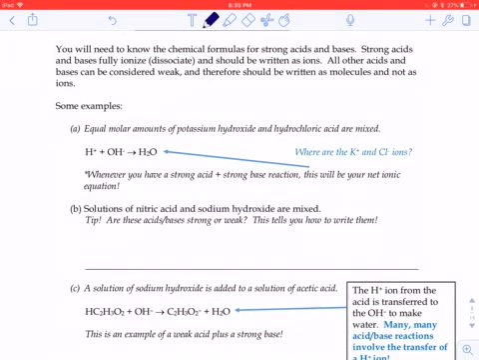For A, it says if you mix some potassium hydroxide, KOH, with some hydrochloric acid, HCl, well, that's H plus and OH minus making water. So where are the K plus and Cl minus ions? Where did they go? Well, potassium hydroxide is a strong base, so we would break that up into K plus, OH minus. Hydrochloric acid, strong acid, H plus, Cl minus.